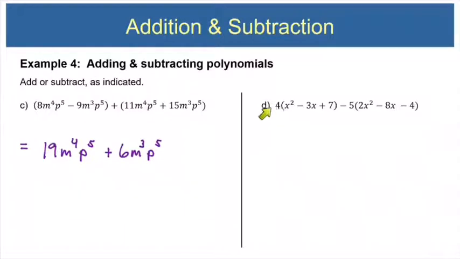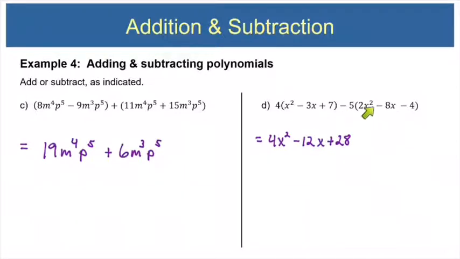Now on part D, notice that we have coefficients in front of these parentheses, and we do have a minus sign here. So before we can actually do this subtraction, we will need to distribute these coefficients to remove the parentheses. So here we go. 4 times x squared is going to be 4x squared. 4 times minus 3x is going to be minus 12x, and 4 times 7 is going to be 28.